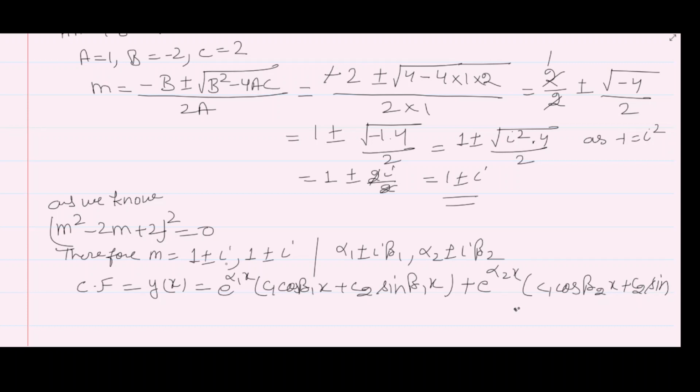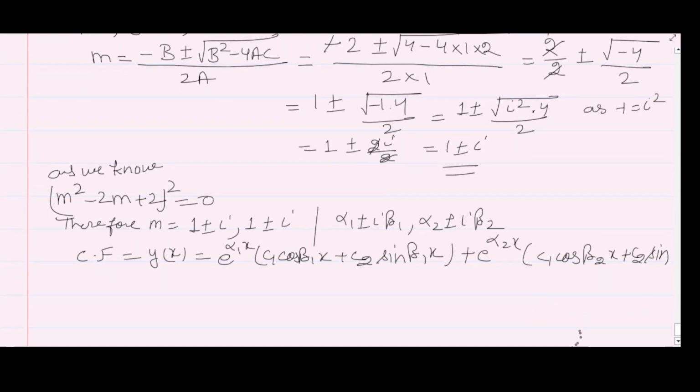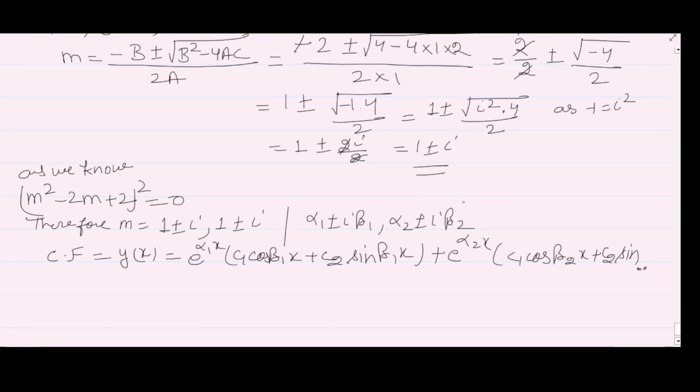Now put all the values. The value of alpha 1 is 1. Okay, so we will have e to the power x, c1 cos x plus c2 sin x, right? Oh sorry, there is one difference. I just want to mark it.